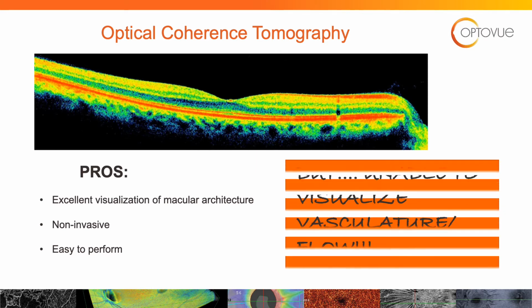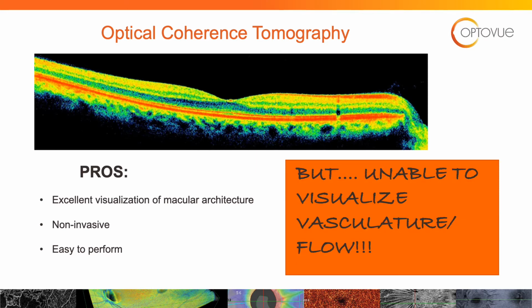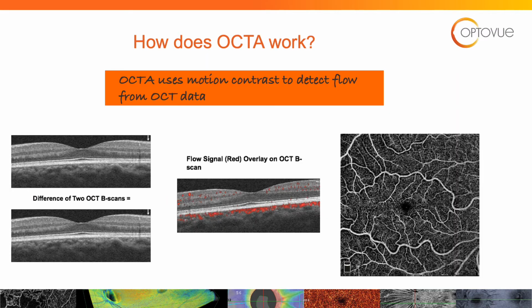Just to summarize briefly, OCT is excellent at providing visualization of retinal and choroidal anatomy, but does not give us any information about blood flow or vasculature. And that's again where OCT angiography is going to come into play. How does OCT angiography work? It essentially uses motion contrast to detect blood flow.